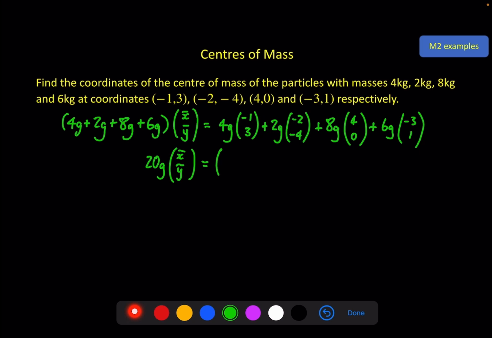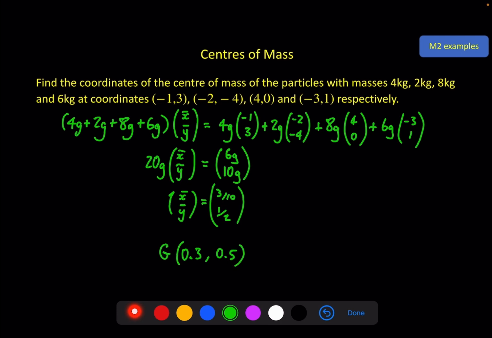On the right, we have 6g and 10g. Now doing that calculation will probably help you understand that you're not really reducing your work. Like I said, all you're doing is reducing the number of equations you're writing. Now we can divide through by 20g on both of these and write x bar, y bar is equal to 3 over 10, 1 over 2. Written in coordinate form, I would put 0.3, 0.5 for the center of mass.